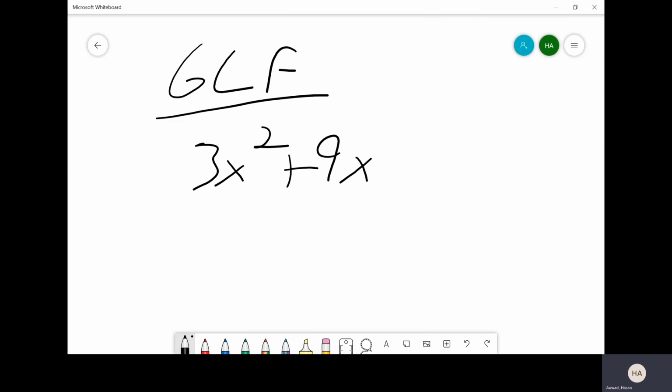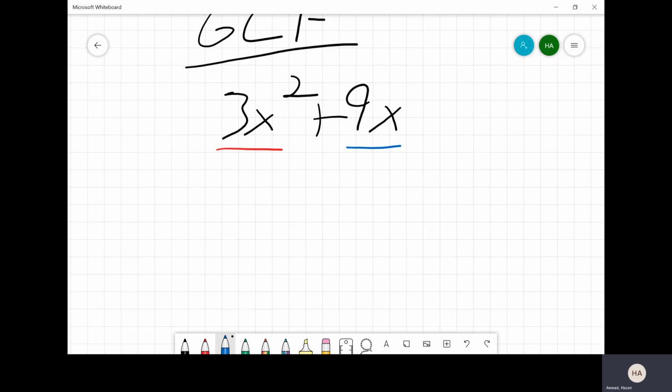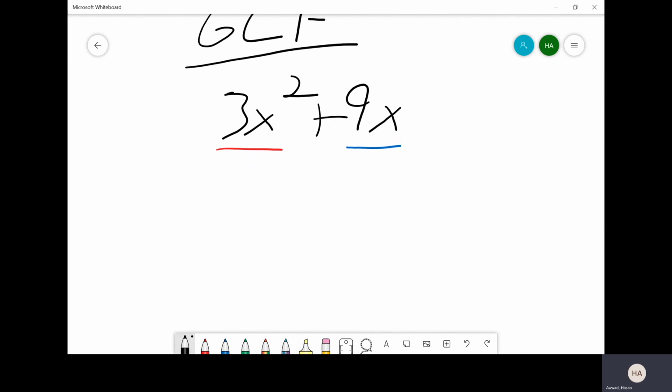The way to approach this is you look at both different terms, and I will underline them. We have the 3x squared here, and the 9x here. And you say to yourself, I'm looking for a number or a pair of numbers that go into both of these. Off the bat, we know that 3 goes into 3x squared, and 3 will also go into 9x. But we can do a little bit better than that, because we also see that there is an x present in both.